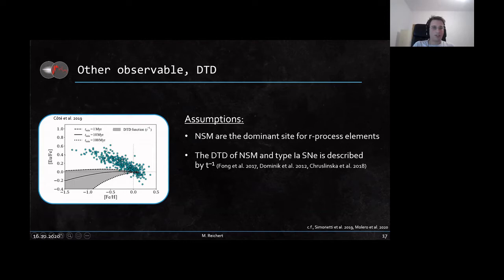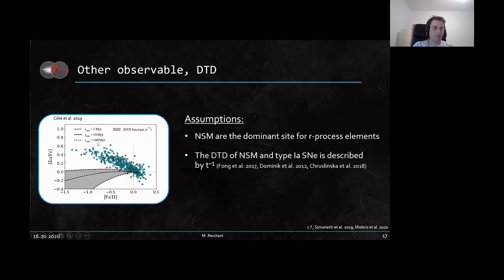However, when you try to model europium over iron, there's the so-called delay time distribution that you can infer from some observations. A reasonable value to take is T⁻¹ for neutron star mergers, but also T⁻¹ for type Ia supernovae. But if you put this into your models, regardless of the complexity of the model, you're not able to describe this decreasing trend that has been observed.